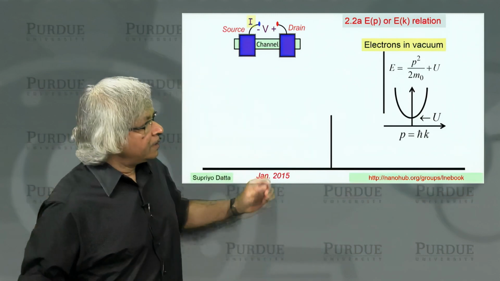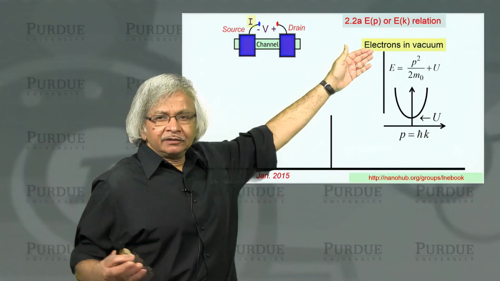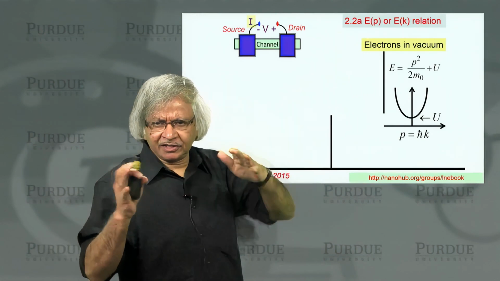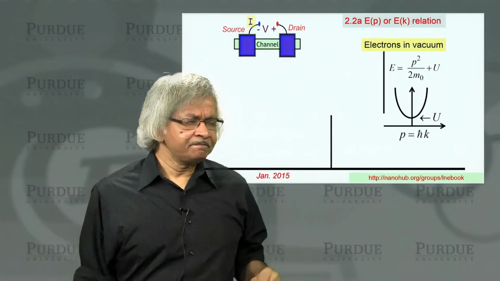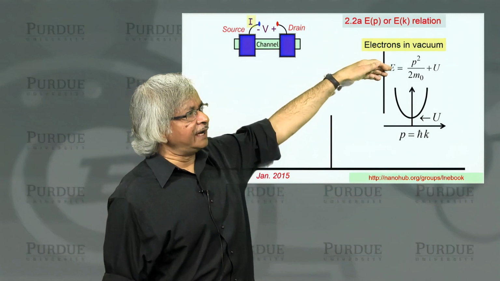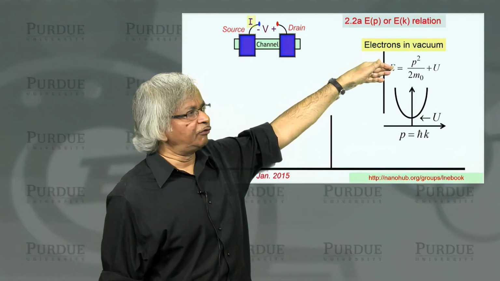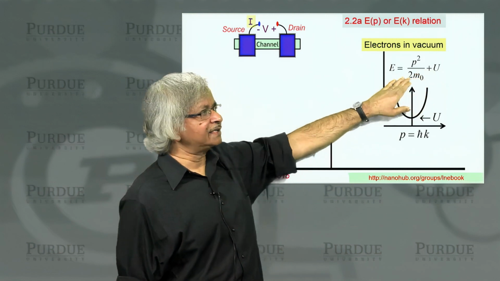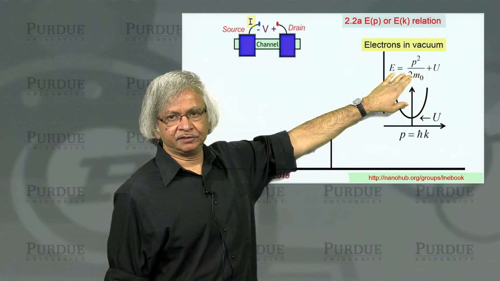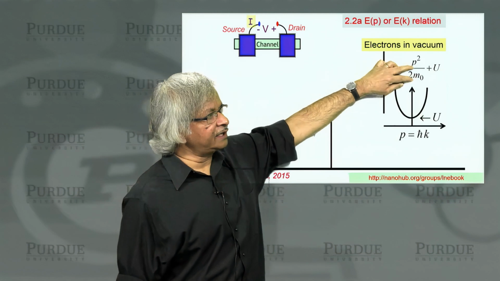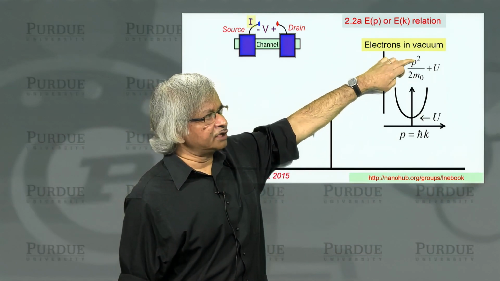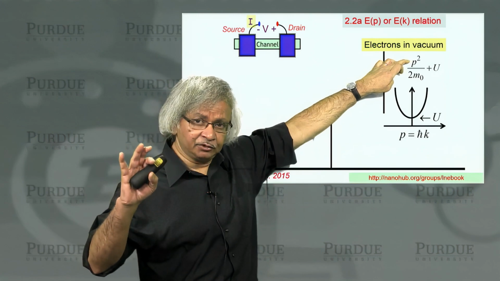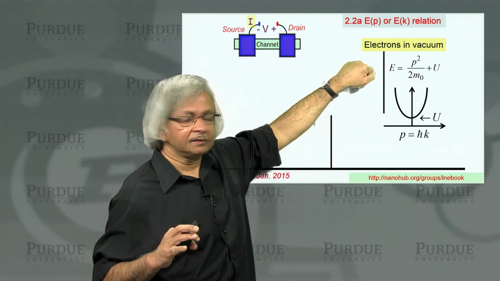Now, what you may be familiar with is if you had, say, electrons in vacuum, not in a solid, but just in vacuum, then you could write the energy in the form of something you could call the potential energy and something you call the kinetic energy. Right? And the kinetic energy is proportional to the square of the momentum. This may or may not be familiar to you, and we'll go over that in a minute.